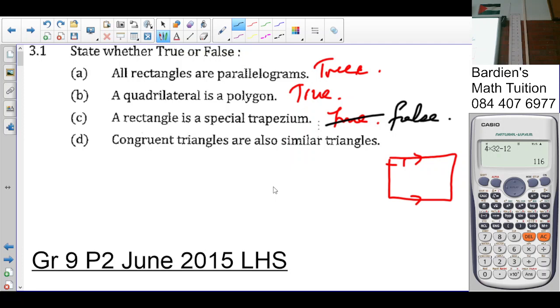Okay, next one. Congruent triangles are also similar triangles. True. Why? When triangles are similar, what do we know? All the angles are equal. That's the least you can say. Now we look at the congruent triangle. Are all the angles not equal? Yes, so it's true. But you see, for similarity, all the angles must be equal. Are all the angles equal in congruent triangles? Yes. So true.